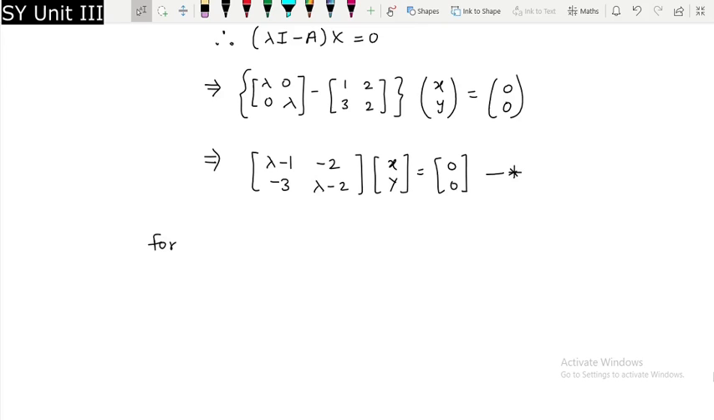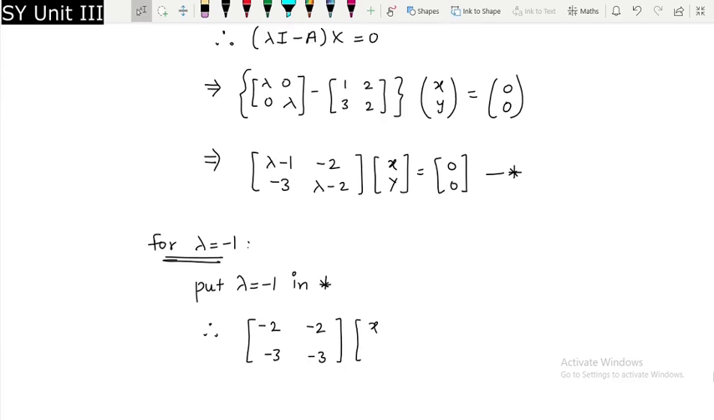I'll say for lambda is equal to minus 1. So for lambda is equal to minus 1, the idea is simple. Put lambda is equal to minus 1 in star. Therefore what you are going to get is one system. So minus 1 will be minus 2, minus 2, minus 3, and it will be minus 3 outside the bracket, times (x, y), will be equal to 0, 0.